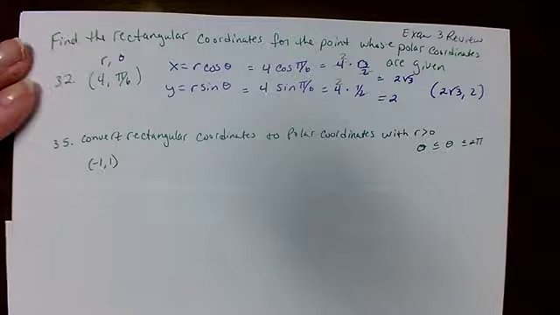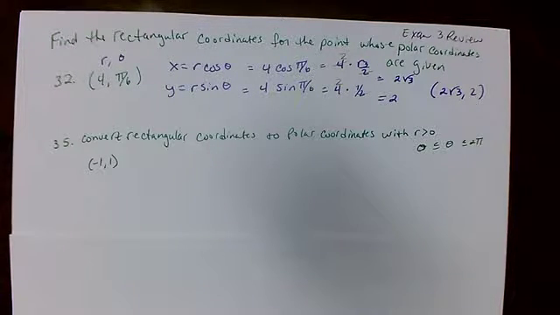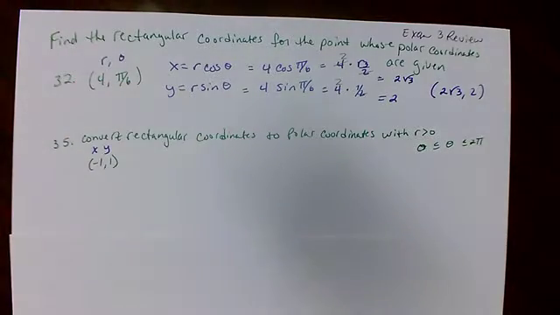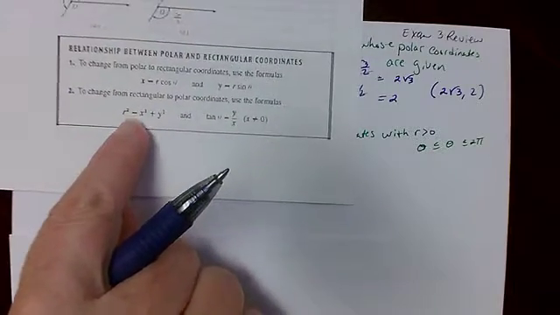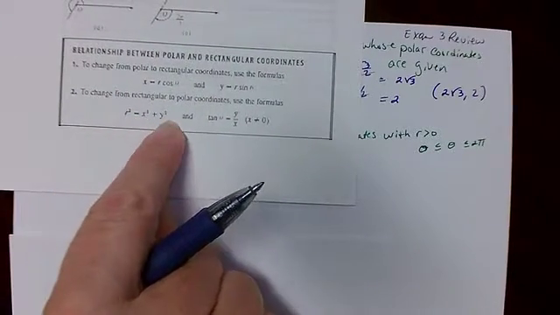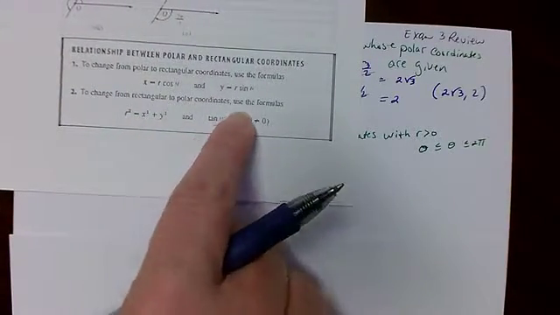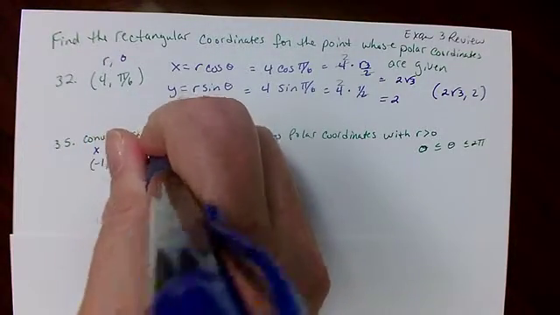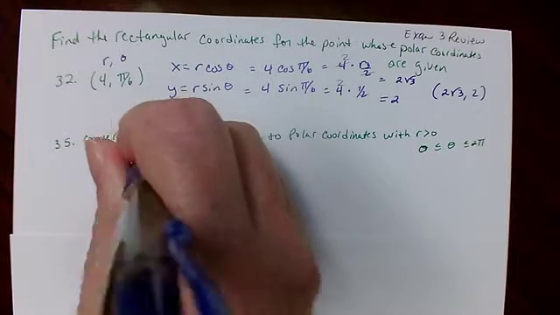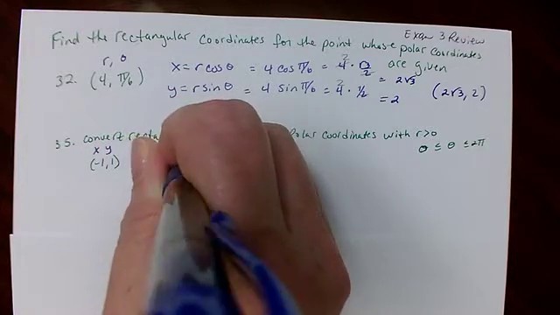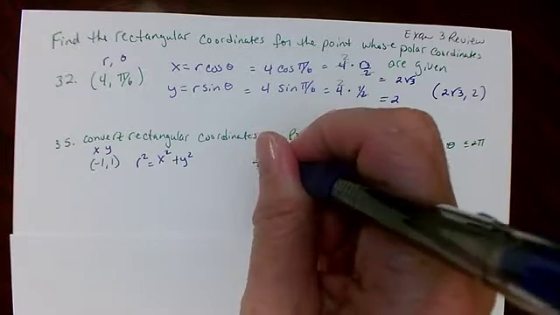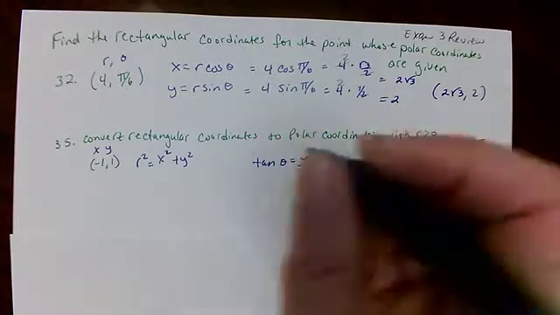On the next problem, we're looking at converting from rectangular to polar. So here we have our x and our y, and we're again using the relationship between them. So r squared equals x squared plus y squared, and the tangent of theta will equal y over x.